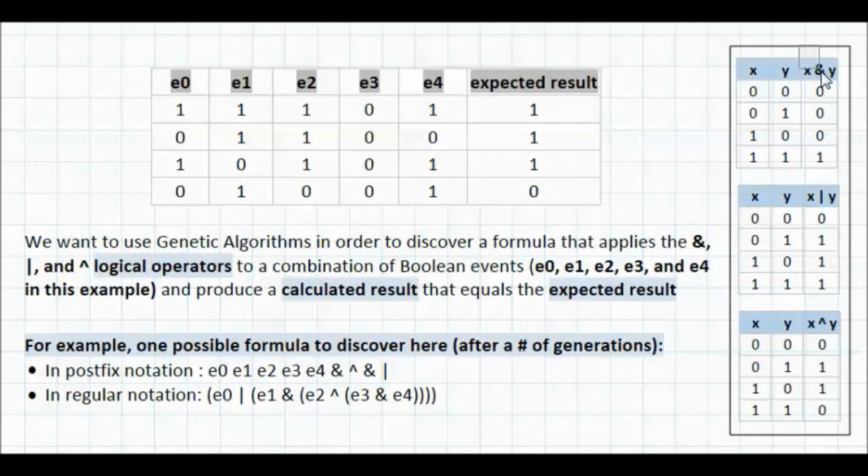So for x and y, if either or both x and y are 0, then we would get 0, otherwise we would get 1. And if either or both x or y are 1, then we would get 1, otherwise we would get 0. And for x exclusive or y, if x and y are the same, then we would get 0, and if they are different, then we would get 1.